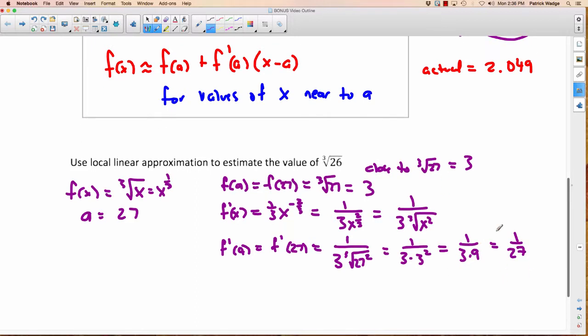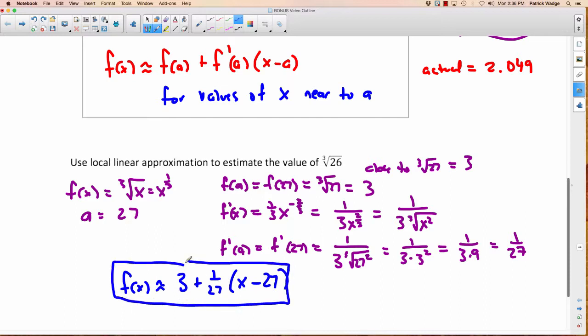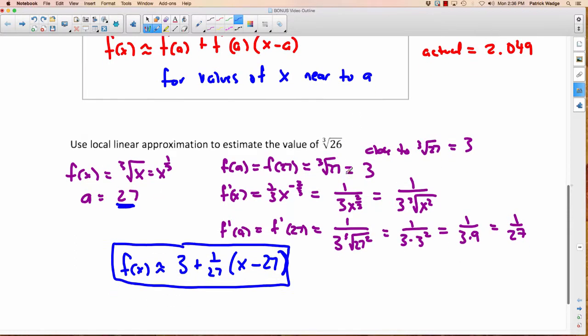Okay, so now our formula, which could help us get lots of approximations close to the cube root of 27, is f of x is approximately equal to f of a, which was 3, plus f prime of a, which was 1/27th, times x minus a, which is 27. This is like our magic formula that we can now plug any values we want into x as long as those values are close to 27, because that was our a value, 27, right? Well, we're finding 26. That's pretty close to 27, so this should work.